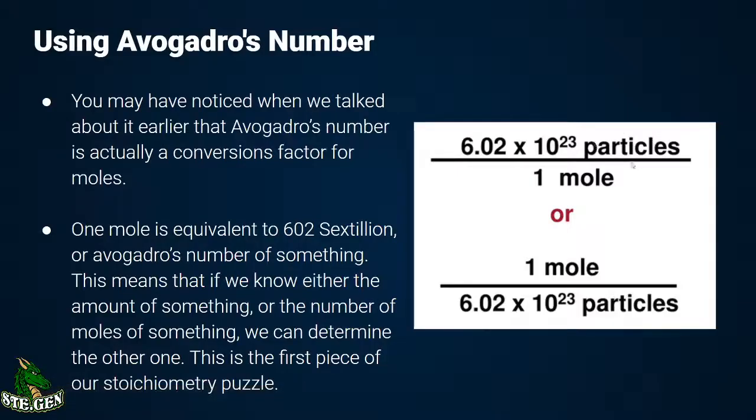Remember, both of those are particles. So if it asks for particles, if it asks for atoms, if it asks for molecules, or if it asks for formula units, all of those are examples of particles in this case. So this is going to be the first piece of our stoichiometry puzzle, as I cut that off by moving my mouse too far down to the bottom of the screen.